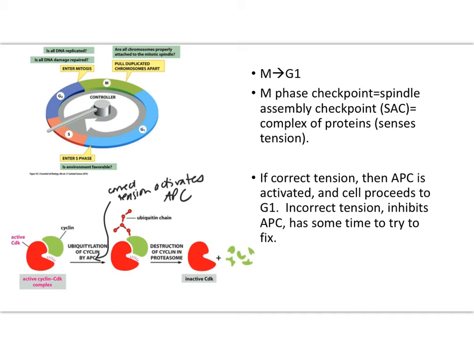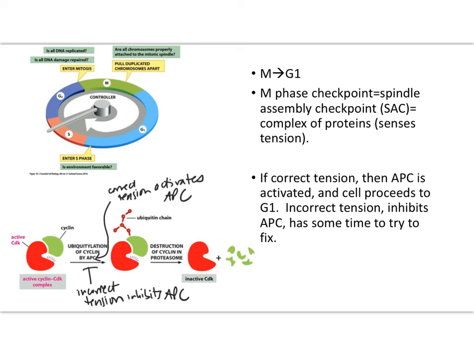And to remind you about this series of events, looking at the cyclin CDK that is activated by APC. Basically here we're adding in some more information, which is that the way that APC is active is due to the correct tension that is detected, and then APC can add the ubiquitin chain to the cyclin, and this leads to an active CDK cyclin for the M phase.